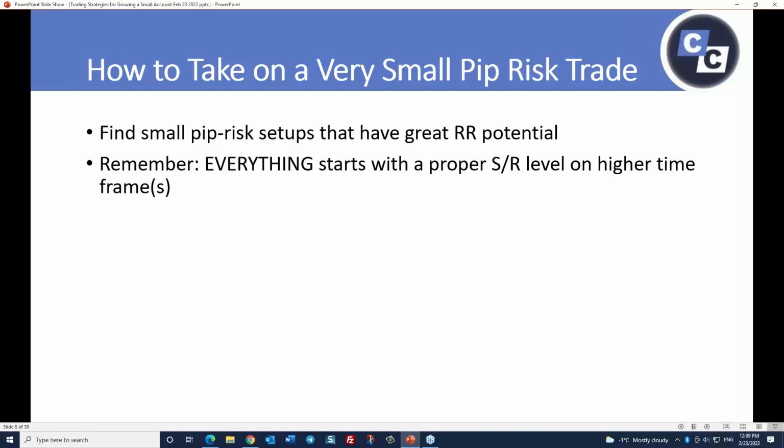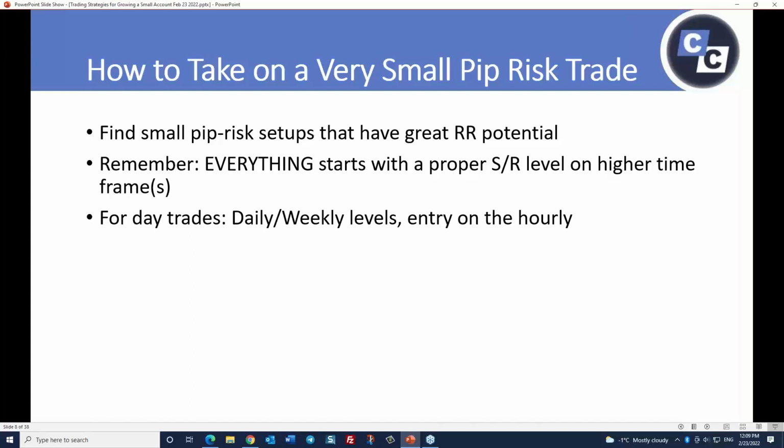So first of all, every trade that we take must first set up by being at a key level of support resistance on our higher time frame charts. And if you've been with me since I started this in 2006, nothing's changed. It's always been this way, and it just works, okay? So for day trading, and this is for a day trade, not a scalp, we need to see a daily and/or a weekly level hit. Then we enter on the hourly chart.